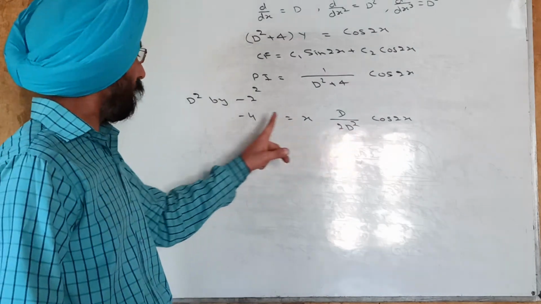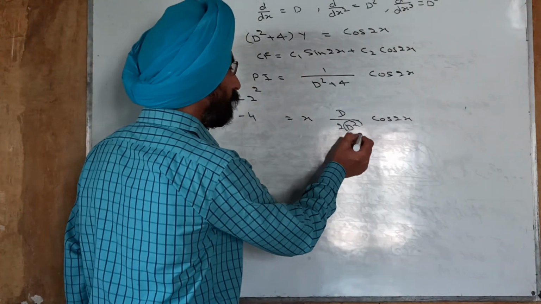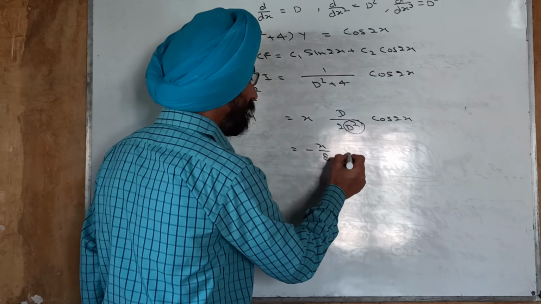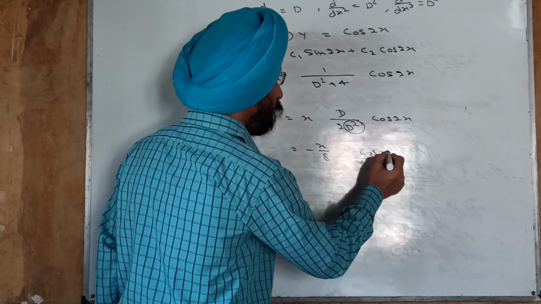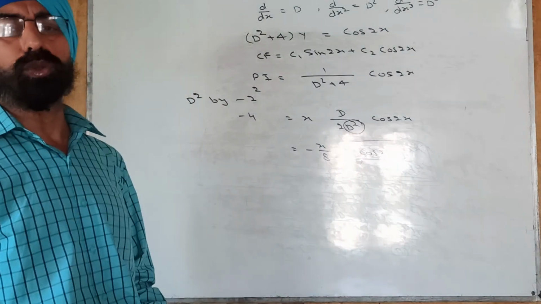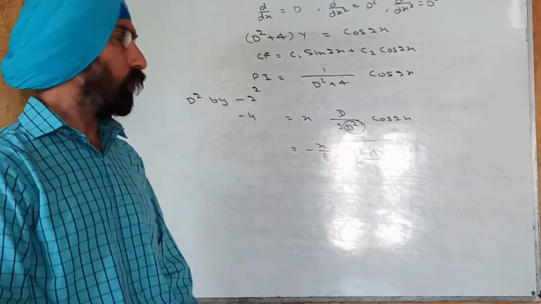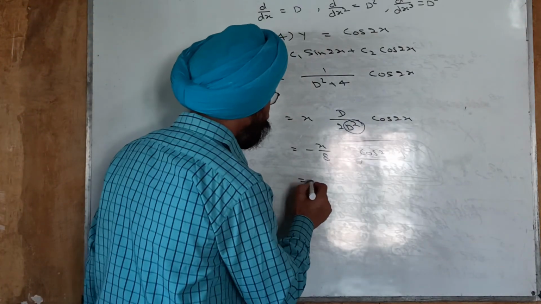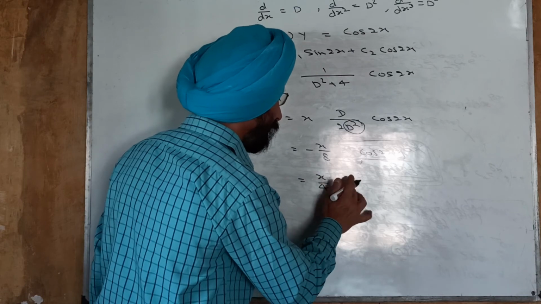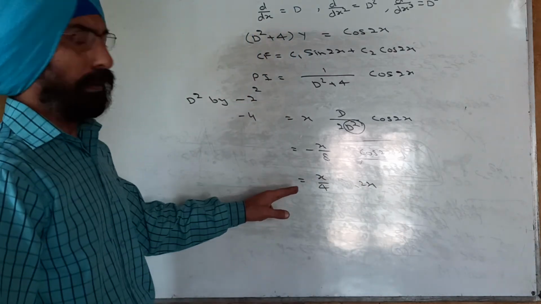So what you have to do? Replace D square by minus 4. You will get minus x by 8 D of cos 2x. And D of cos 2x means derivative of cos 2x, and the derivative of cos 2x is minus 2 sin 2x. So you will get x upon 4 sin 2x. So this is your particular integral.